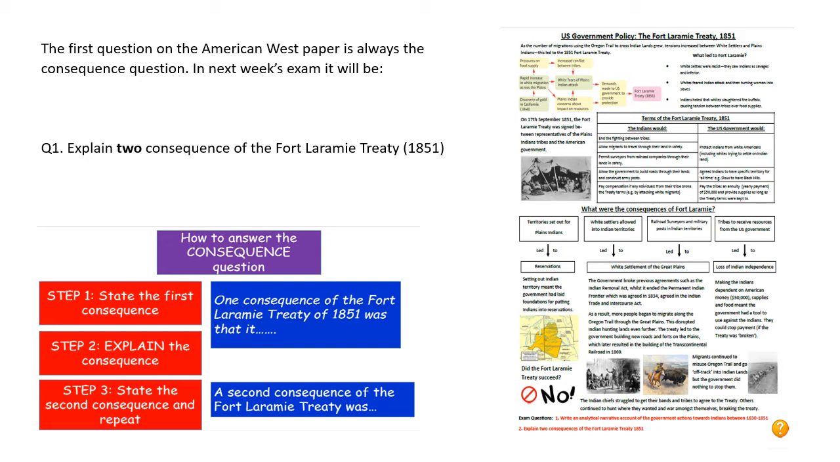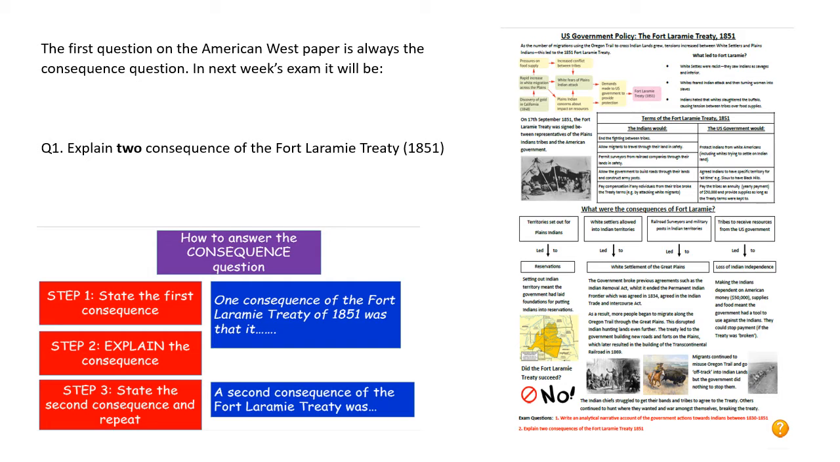Now, to help you, we've attached to this Firefly task your PDF revision guide, and you can see here on screen there's a page in that revision guide that focuses completely on the Fort Laramie Treaty. So you need to read it and study it carefully. Perhaps you need to annotate it. You certainly need to understand it.